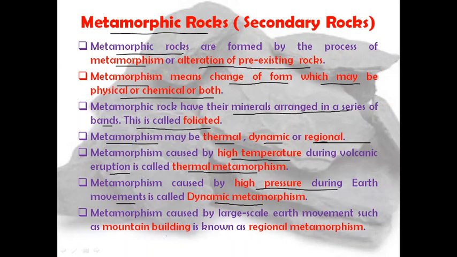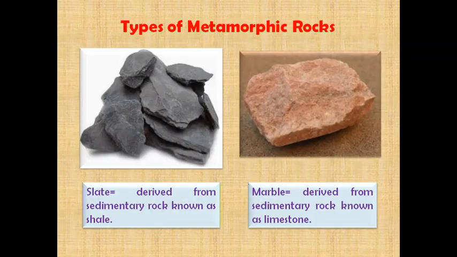And the last one is regional metamorphism. It is caused by large scale earth movement that happens during mountain building. So we can say that during the formation of the Himalayan mountain range, which occurs over a very large area, regional metamorphism takes place. Now, types of metamorphic rock.